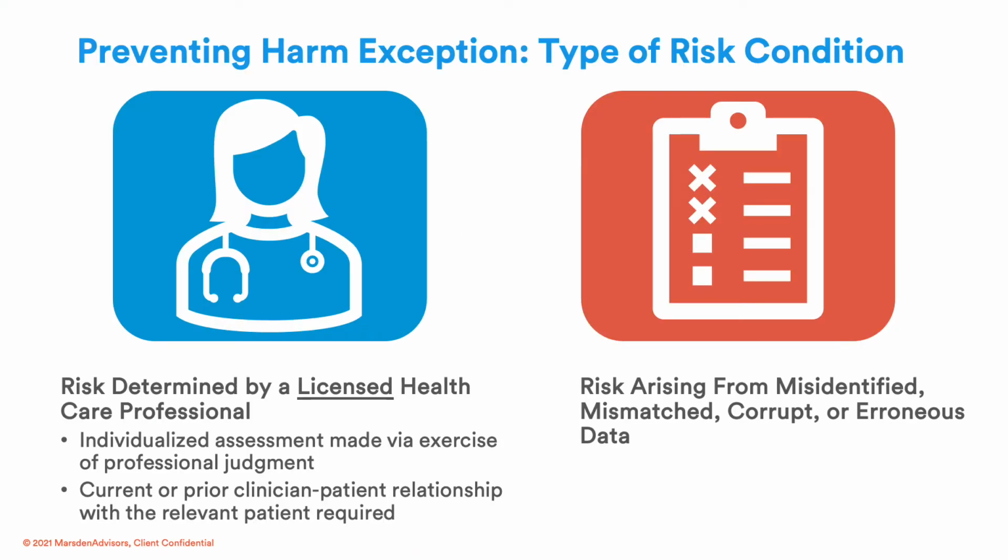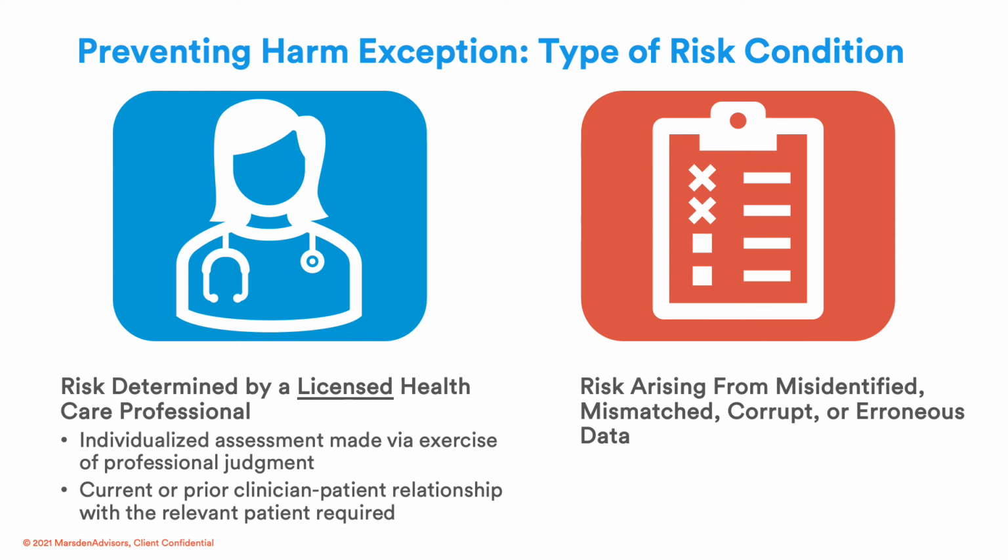So the condition of type of risk is presented here. There are two possible branches for this condition. One is risk determined by a licensed healthcare professional. To meet this, an individualized assessment must be made via the exercise of professional judgment, and the person making the assessment must have a current or prior clinician-patient relationship with the relevant patient required. The other type of risk is risk arising from misidentified, mismatched, corrupt, or erroneous data. This one's pretty self-explanatory and doesn't require a licensed healthcare professional determination.